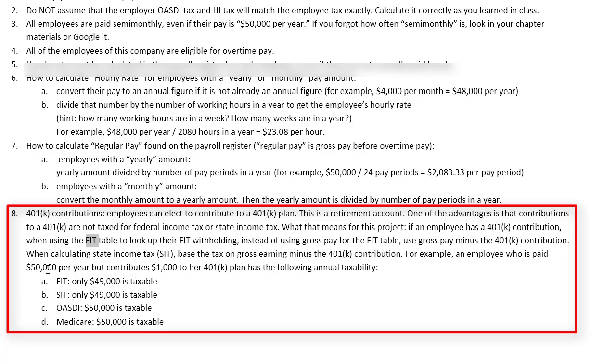Let's say an employee is paid $50,000 a year, but contributes $1,000 per year to her 401k plan. So here's what's taxable. Now remember, the 401k contribution is not taxable for FIT or SIT. It's taxable for everything else. So this person makes $50,000 a year, contributes $1,000 a year to the 401k. For FIT, only $49,000 is taxable. For SIT, same thing, only $49,000 is taxable. But for OASDI and for Medicare, everything is taxable.